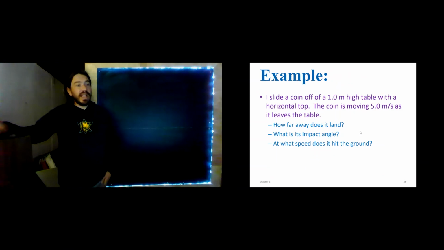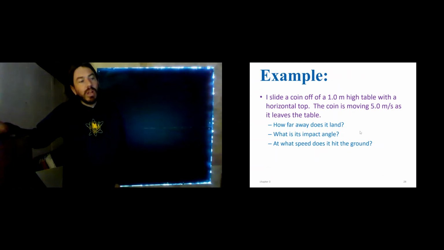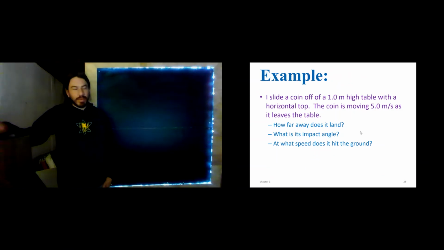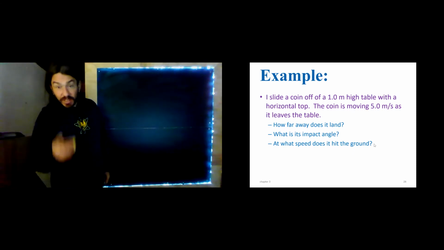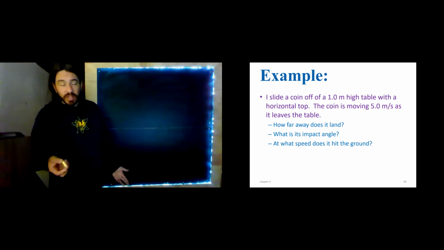Okay, here's an example. I slide a coin off a 1 meter high table with a horizontal top. The coin is moving 5 meters per second as it leaves the table, and we're going to answer these questions. How far away does it land? What is its impact angle? And at what speed does it hit the ground? Okay, so that's a lot of questions. We're just going to take it one at a time.